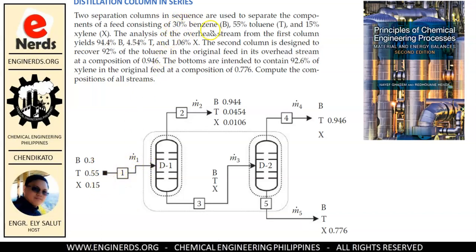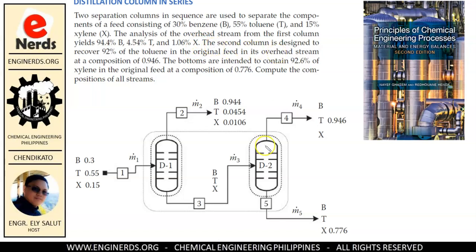Okay, so dito naman sa ating feed, our feed here is M1, and it is mentioned here we have 30% of benzene, so we have 0.3 of B, 55% of toluene, so we have 0.55 of toluene, and 15% of xylene, so we have 0.15 of xylene in here.